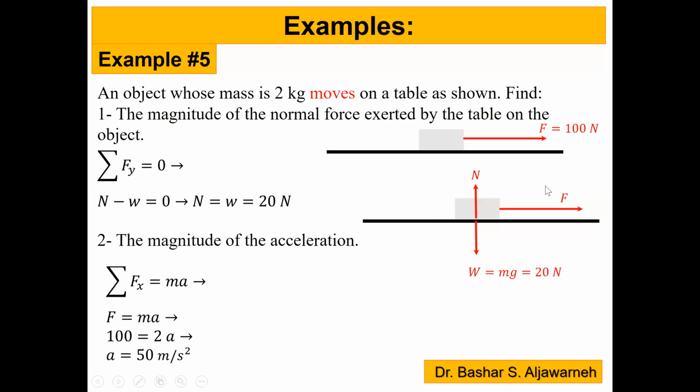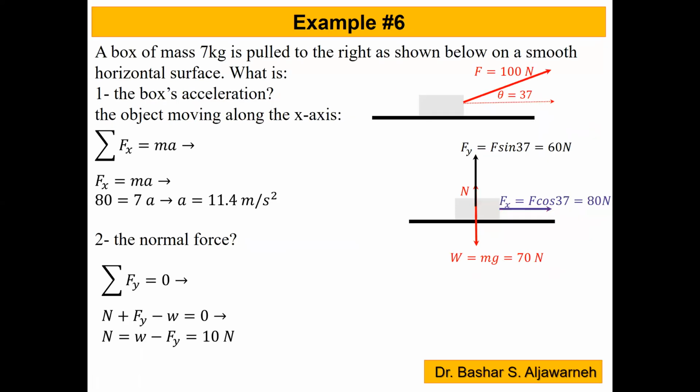I have only one force and it's in the same direction of the motion, so it's going to be positive. F equals m times a. Substitute the force and the magnitude of the mass, and you will end up with a equal 50 meters per second squared. The second example: a box of mass 7 kilograms is pulled to the right.